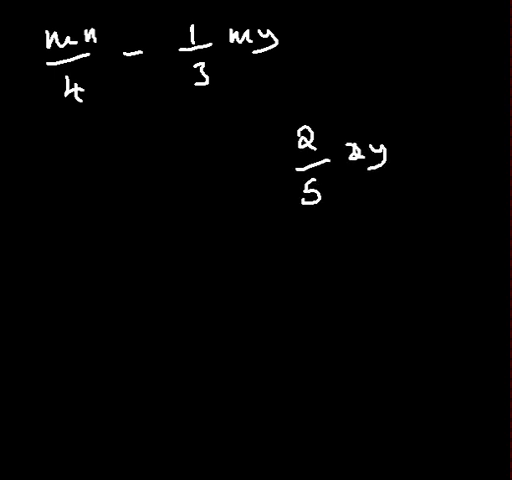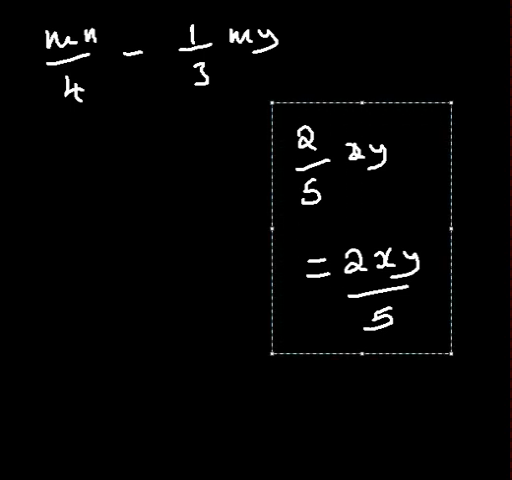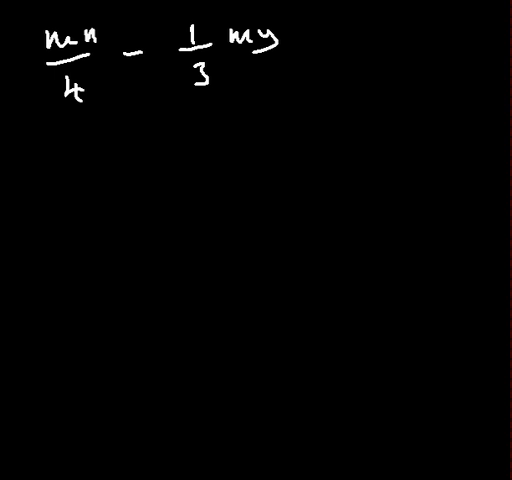And what if we have this as well? Let's say we have mn over 4, minus, let's say, 1 over 3 my. Now you should understand that if we have, let's say, 2 over 5 times xy, this is the same as 2xy over 5. It is the same as that. So in this case, keep in mind that 1 over 3 my is the same as my over 3, so we have mn over 4 minus 1 times my, which is my over 3.